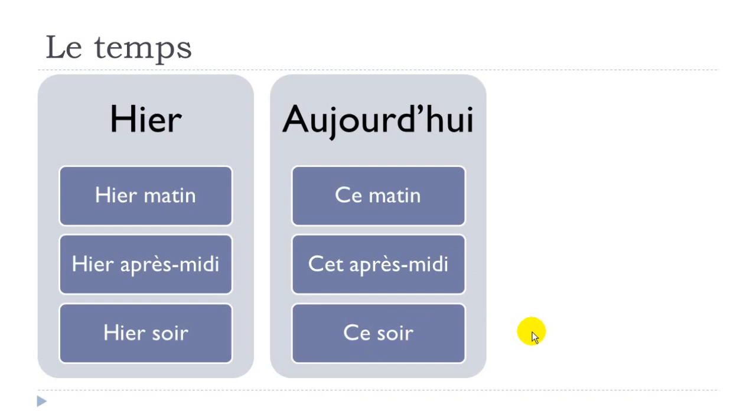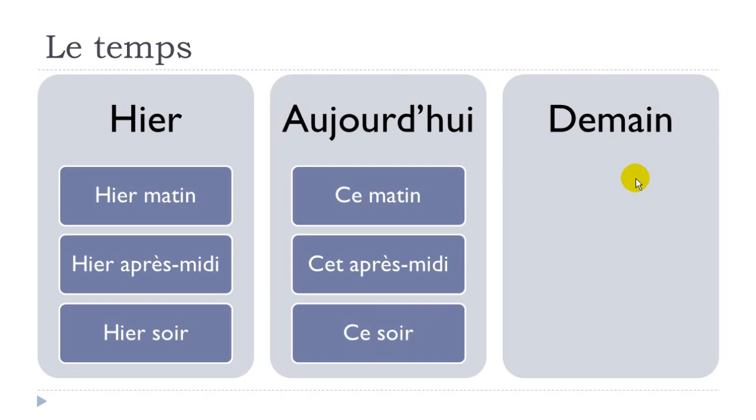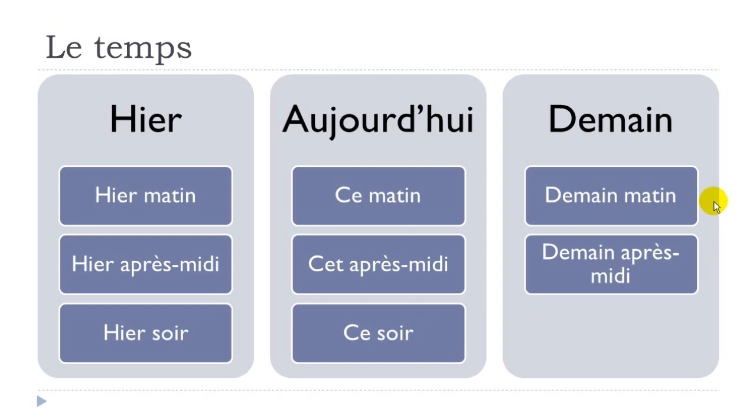And then, demain, so tomorrow. Demain matin, tomorrow morning. Demain après-midi, tomorrow afternoon. Demain soir, tomorrow evening. So one more time. Hier, hier matin, hier après-midi, hier soir, aujourd'hui, ce matin, cet après-midi, ce soir, demain, demain matin, demain après-midi, demain soir.